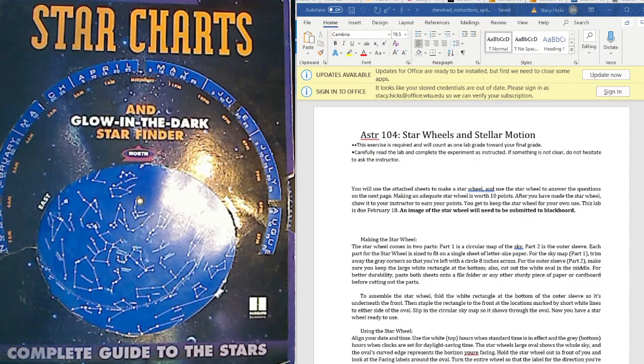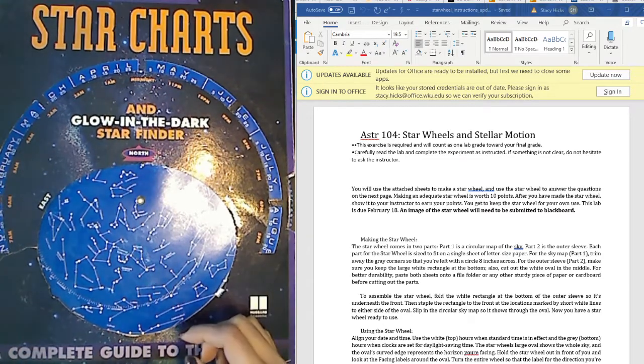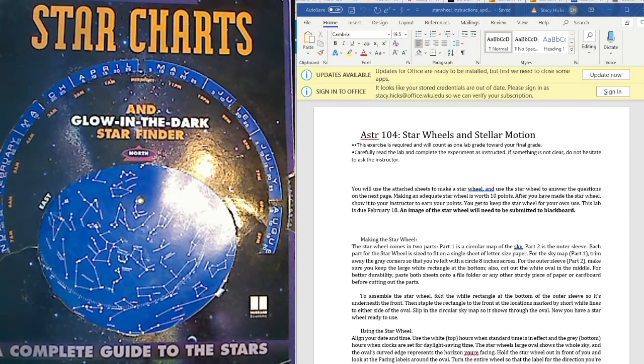So I have a bigger star wheel here to give you a run through. I used this when I was first learning how to observe as an amateur astronomer. Of course, I later became a professional astronomer.